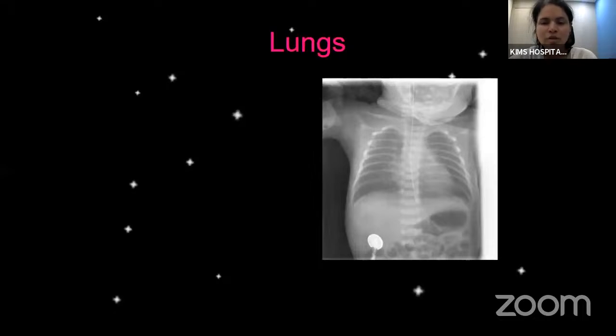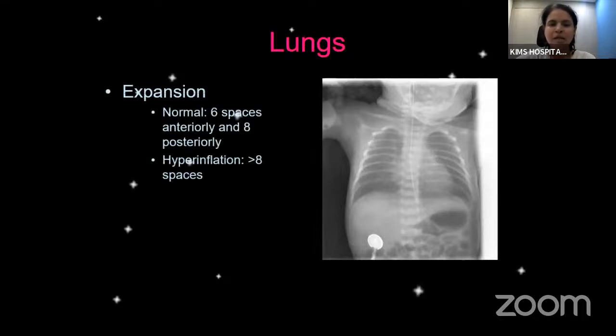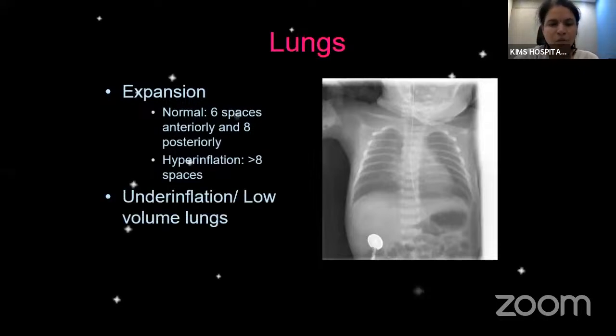Now, after commenting on the first few aspects, which we have already discussed, which include the positioning, the exposure or penetration, soft tissue, bones, and the diaphragm, we now move on to the lungs or the pulmonary parenchyma. So what are the aspects that we comment on when it comes to the pulmonary shadow in a chest X-ray in a newborn particularly? We comment on the expansion of the lung. Here we talk about three things: the normal expansion, low volume lungs, or the presence of hyperinflation.